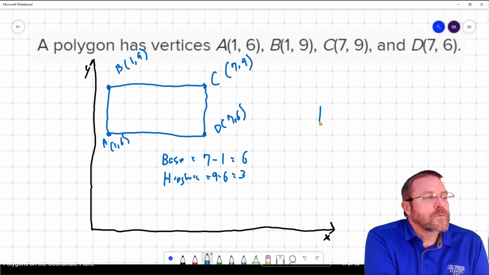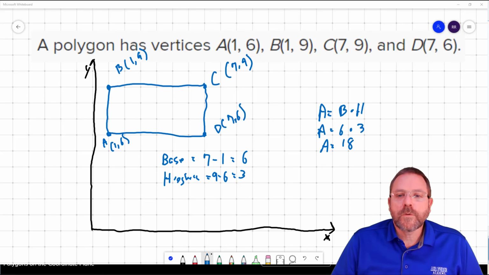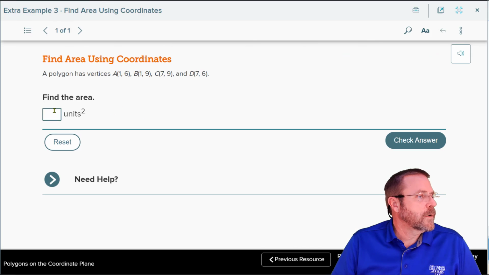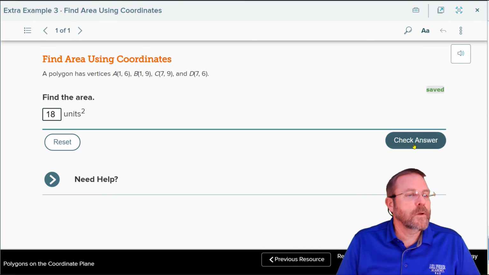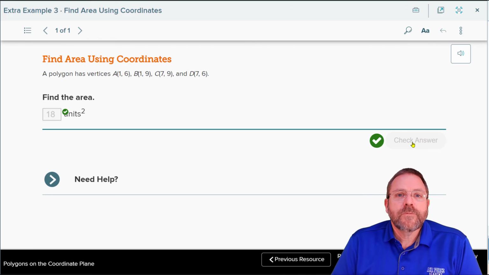And now I can just use the formula that area is equal to base times height. Area is equal to the base, 6, times the height of 3. Area is equal to 18. Jump back over to our textbook, plug in our 18 units squared right there, and check the answer. The answer checks. That is it for this module.